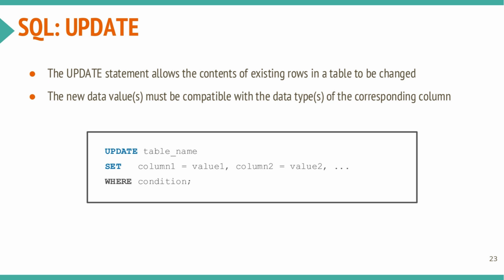We use the update command. We say which table to update, we set the new value, and we use a where clause to say which row to change. If you forget the where clause, you will change the major for all students in the table, so you must be very careful.